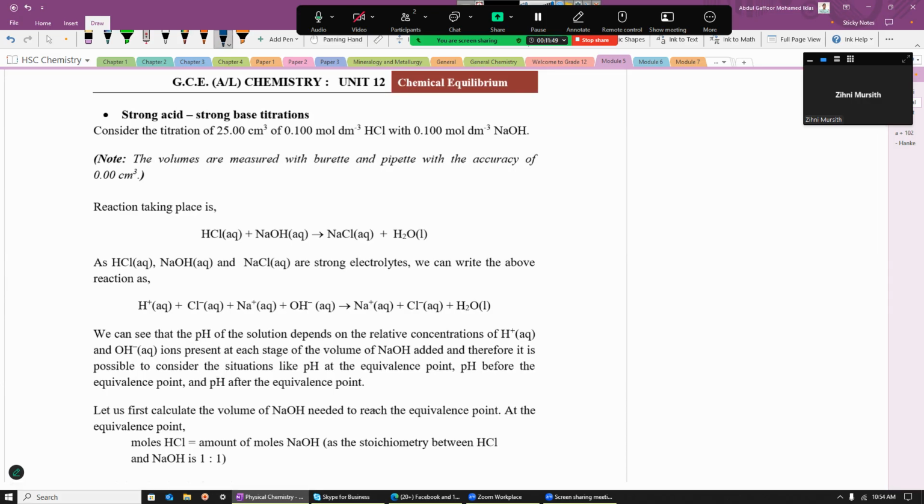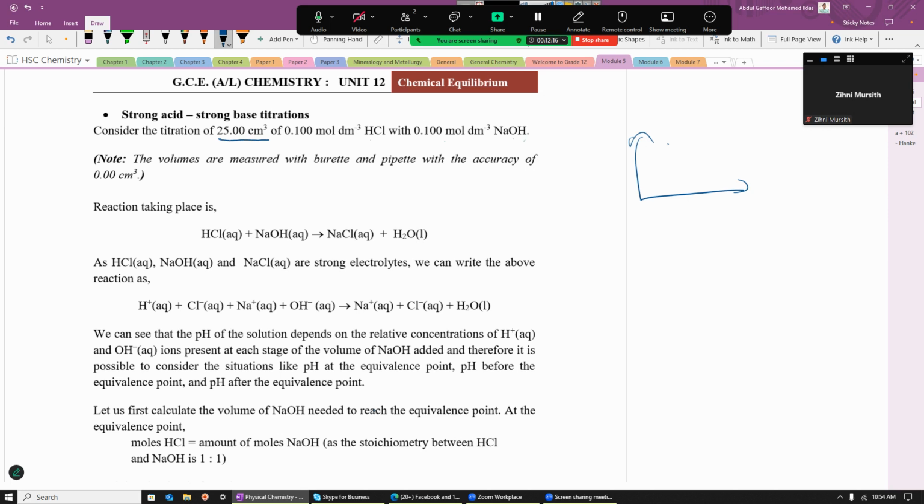Here we are not going to take a standard solution and an unknown solution. The concentration of both acid and base will be known here because we have to finally sketch the graph. So depending on the purpose, our objective is changing. Here consider the titration of 25 milliliter of 0.1 M HCl with 0.1 M NaOH.